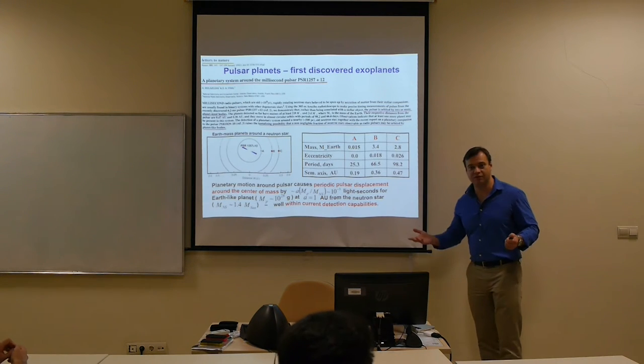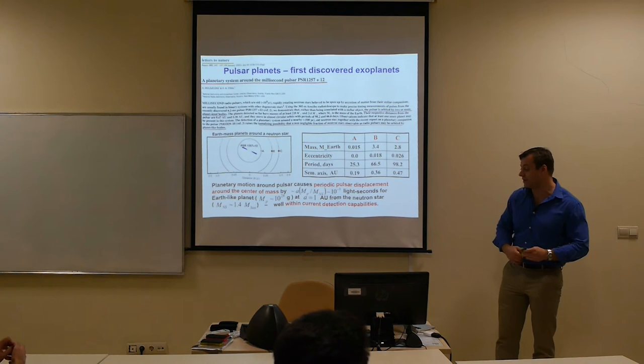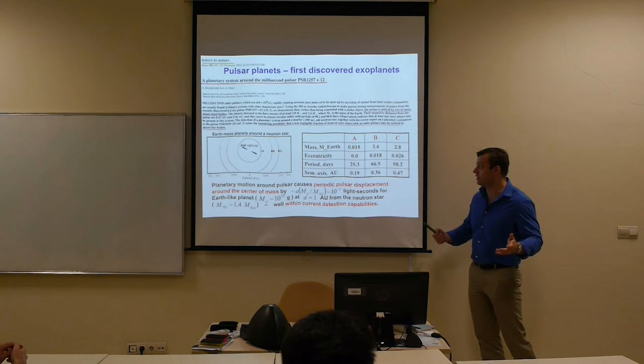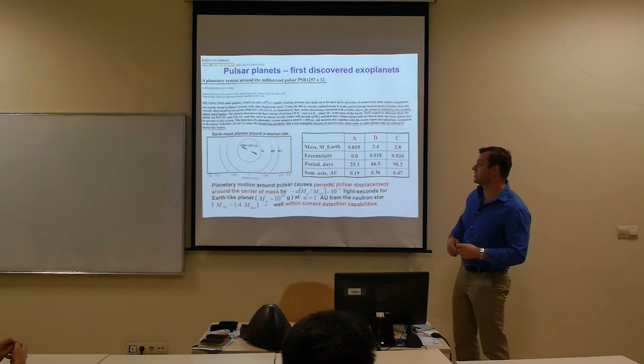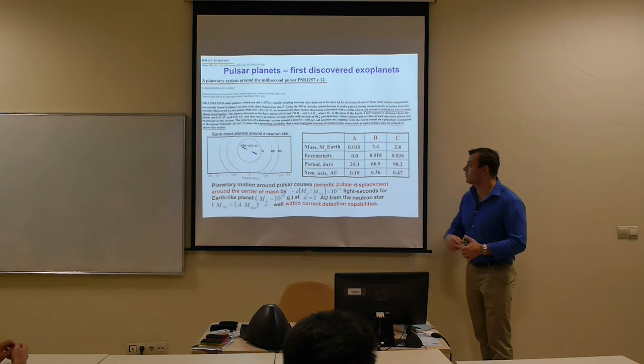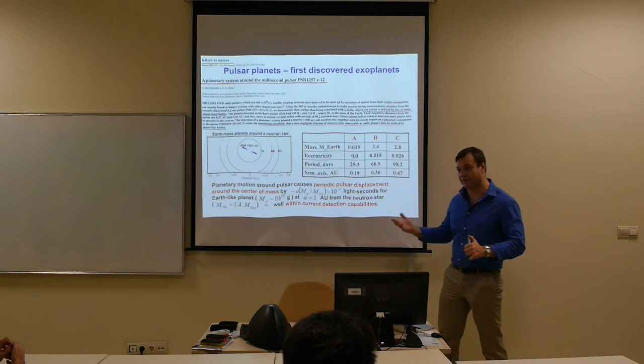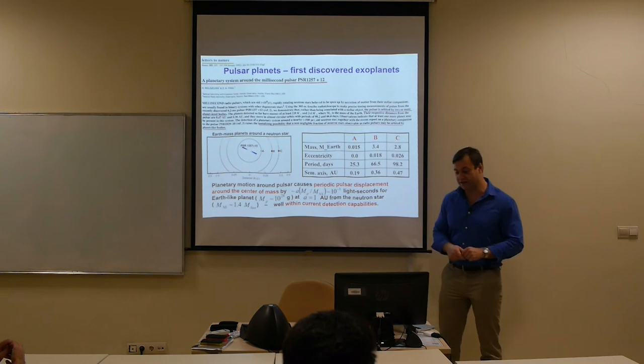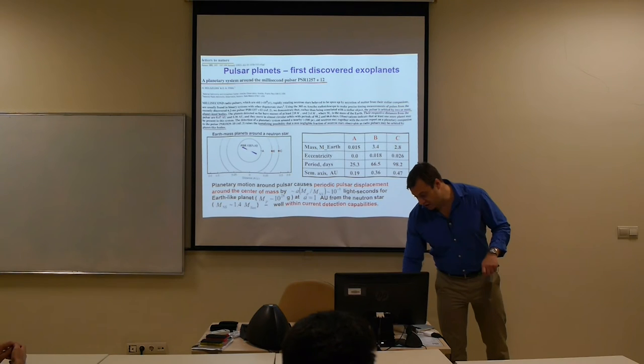And somehow we haven't been able to effectively repeat this discovery, because the number of these pulsar planets is extremely small. I mean, the authors say that a non-negligible fraction of neutron stars could have planets, but we haven't seen this all that much in the universe so far.